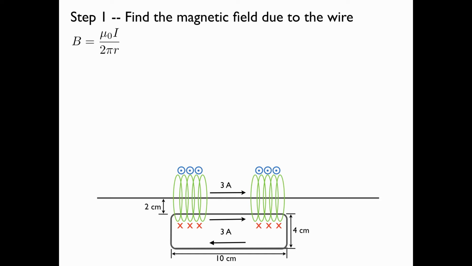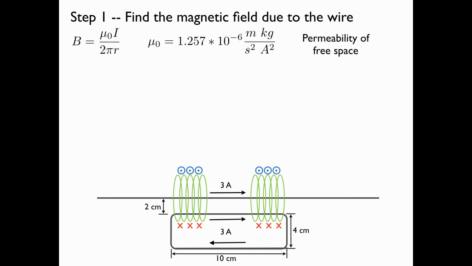The magnitude of the magnetic field is given by this formula, where I is the current, R is the distance from the wire, and mu naught is the permeability of free space, and it has this value. The question asks for us to find the net force acting on the loop of wire due to the magnetic field of the long straight wire.